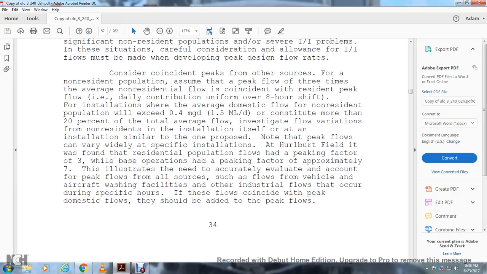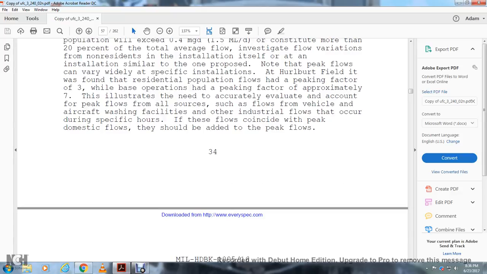The installation needs to be accurately evaluated to account for the peak flows of all sources, such as the flows from vehicle and aircraft washing facilities and any other industrial flows that occur during specific hours. If the flow coincides with the peak of the domestic flows, it should be added to the peak flows.